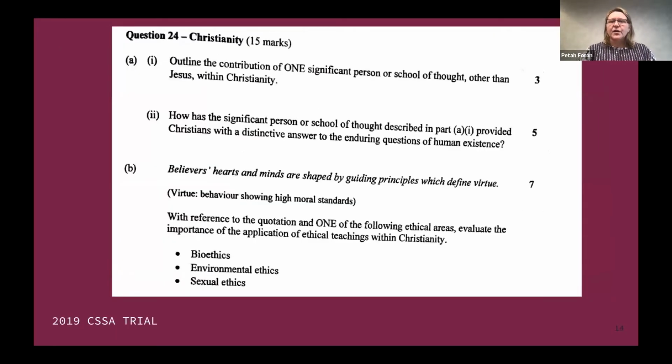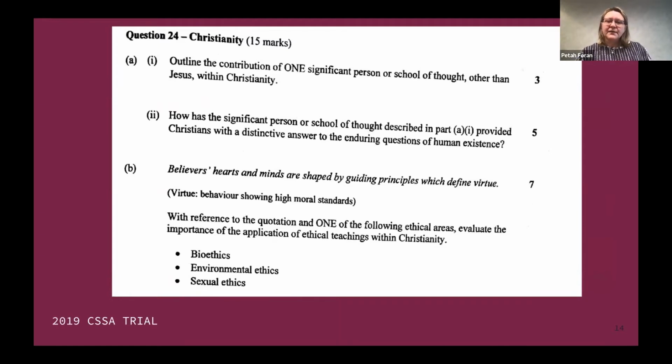This question is a reliant question. So you have to outline the contribution of one significant person, then say how that person has provided Christians with a distinctive answer to the enduring questions.